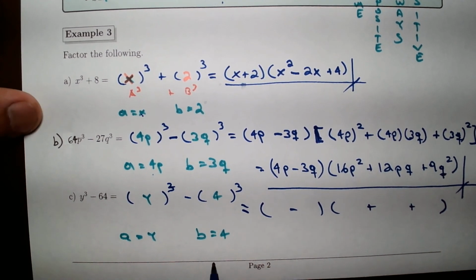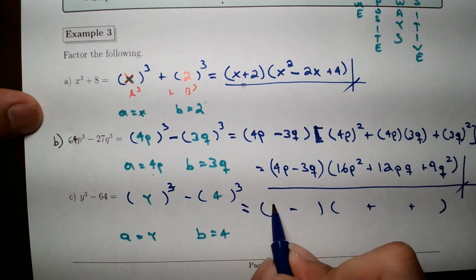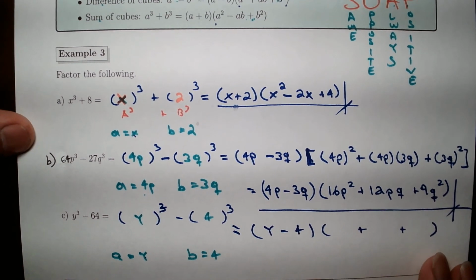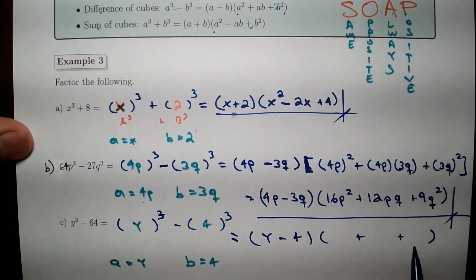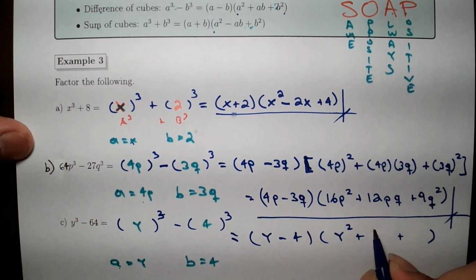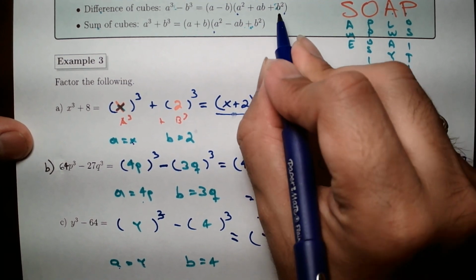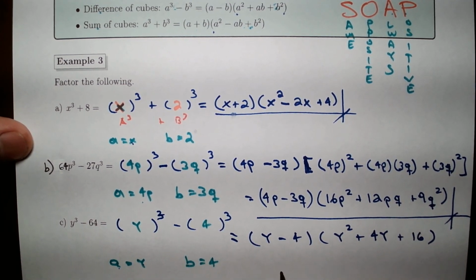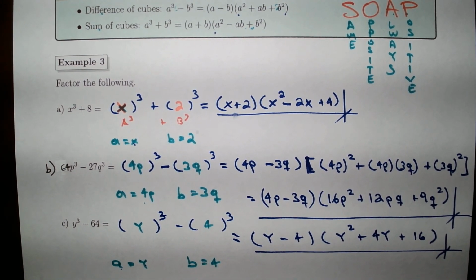All right. So y minus 4, and then the y quantity squared. So that's y squared. And then the product of a and b, or y and 4, which is 4y, and then the b quantity squared, which is 4 squared, or 16. Final answer. All right, and this is the end of this section.